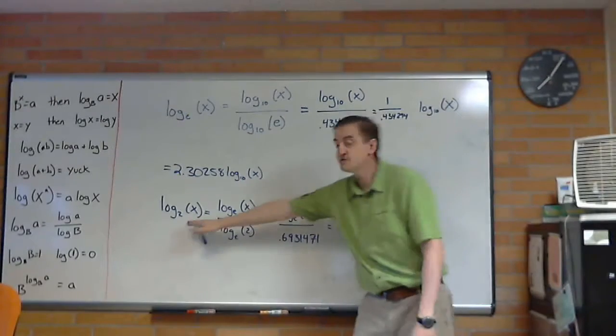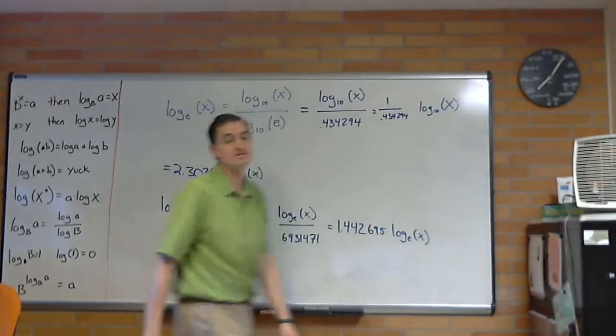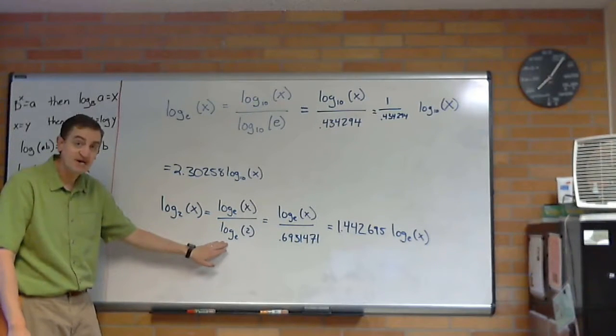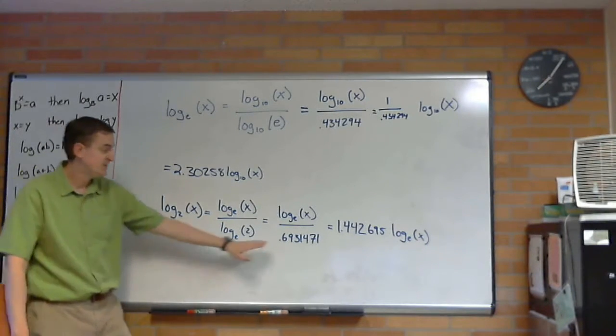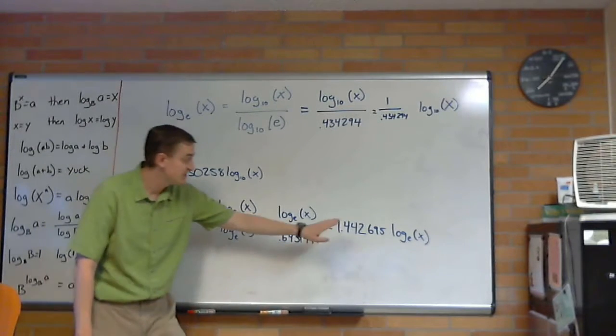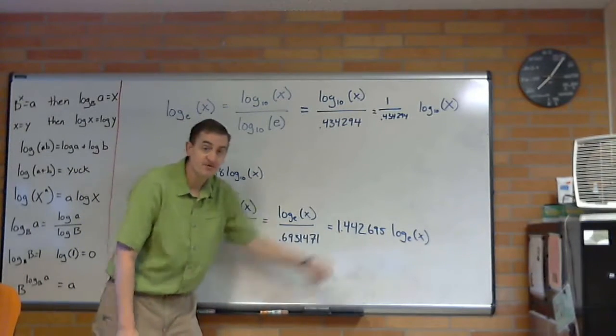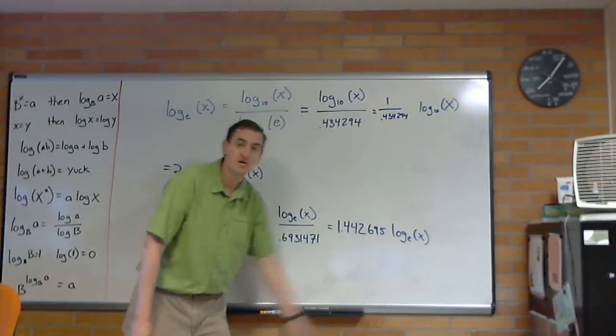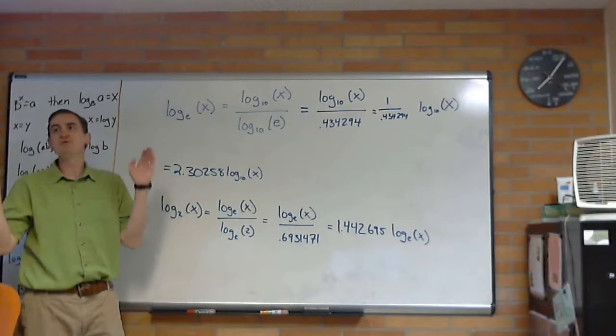What if I was a computer scientist using log to base 2 and I want to change it to be log base e? Well, I divide by log base e of 2, simplify that in my calculator. 1 divided by that number gives me my coefficient, and so log base 2 of x is just 1.44 log base e of x.